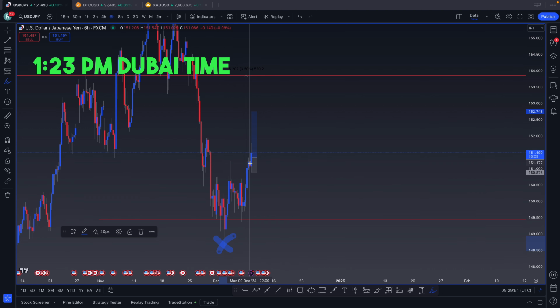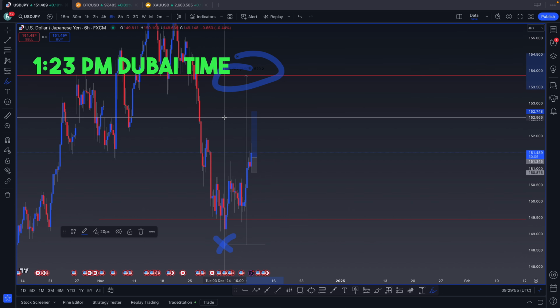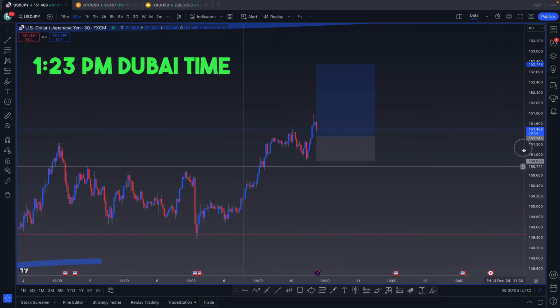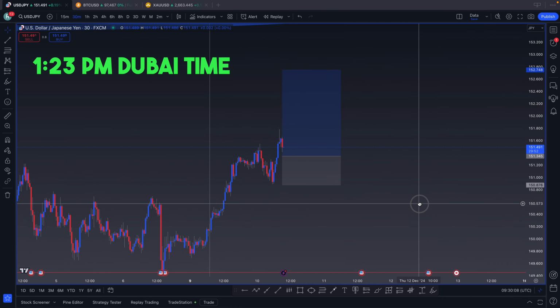I do believe that USD JPY has the room to make it all the way up into this high right here, and therefore my bias for USD JPY at that moment is bullish, and I'm going to be taking that trade right here. 30 minutes retracement through to the downside into this area, and then we're going to see how that goes.